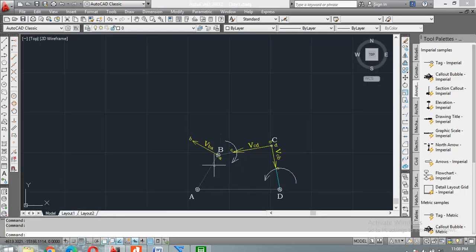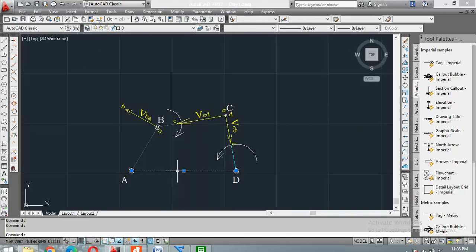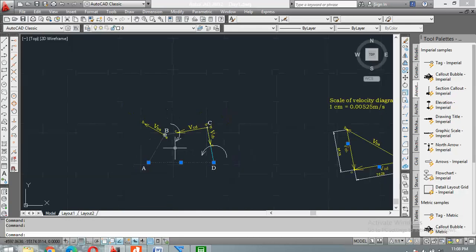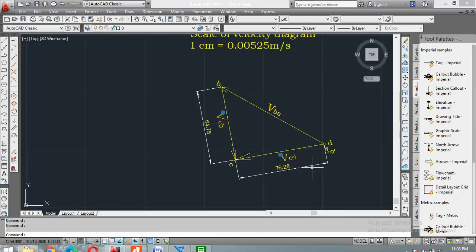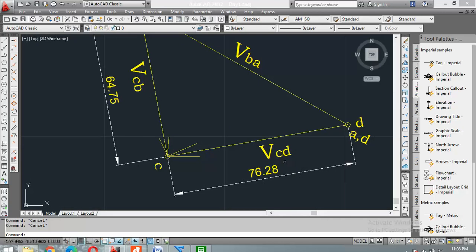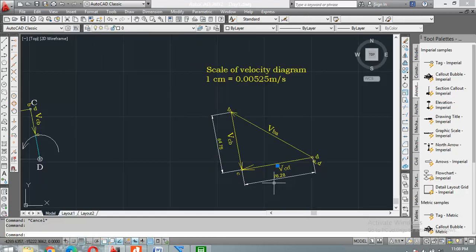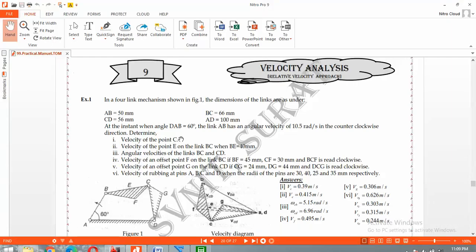Here see, point B is moving. If the mechanism moves, then point B will also subsequently rotate. But point D is fixed. Why? Because the AD link was fixed. So if no reference is given, then we will give the answer of any point with reference to the fixed link, and the fixed link is D. So the answer of VCD will be equal to 76.28 multiplied by 0.00525 meters per second. So velocity of point C is completed.